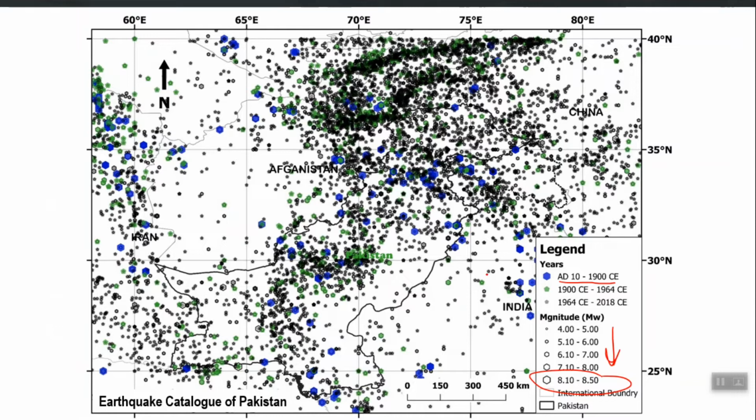So all of them are large magnitude, but then you also have 1900 to 1964, these you can say are green dots, and then after 1964 up till 2018. The size of the dot here shows you the magnitude, and the color shows you the time at which that earthquake occurred.